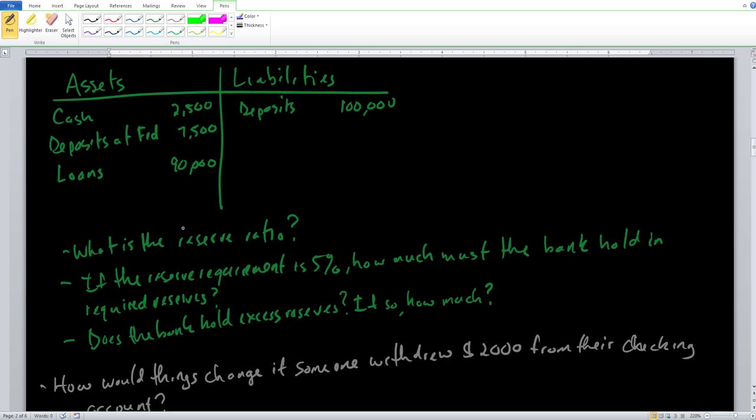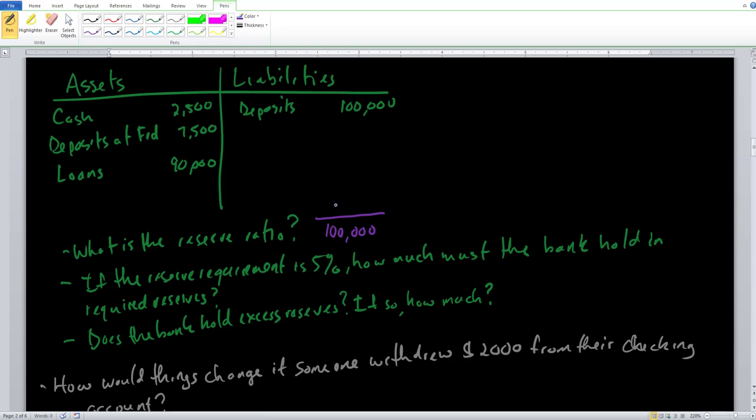First question that we want to go ahead and ask is, what is the reserve ratio? Remember how we calculate that out? That's going to be reserves divided by the total deposits that we have in the bank. So here we take a ratio. The bottom half, the denominator, is going to be easy. We just take a look at the deposits. It equals $100,000. So $100,000 of deposits, we put that straight into the denominator.